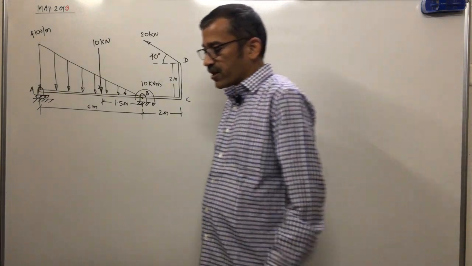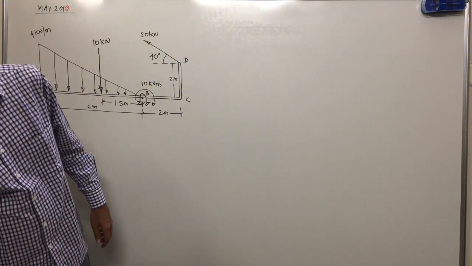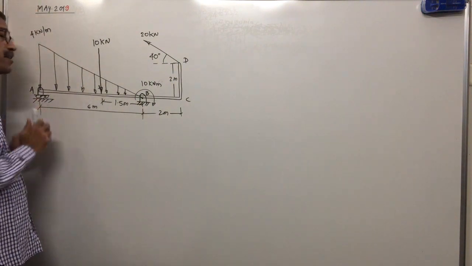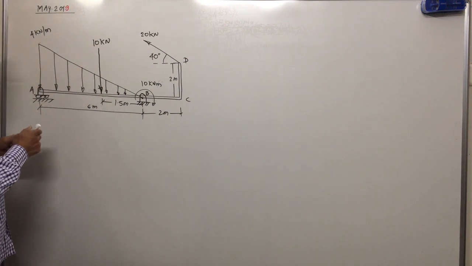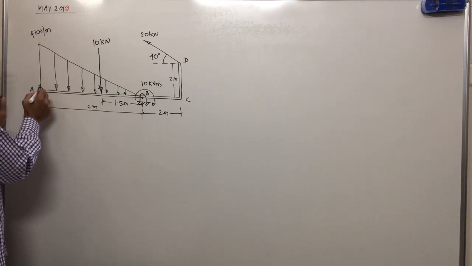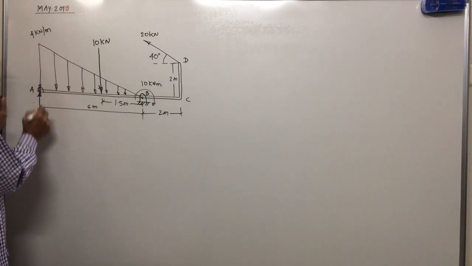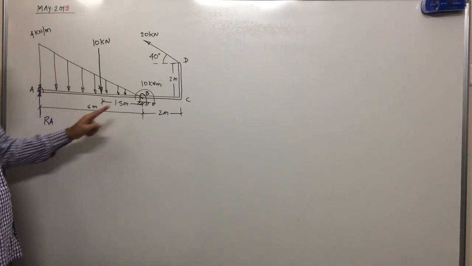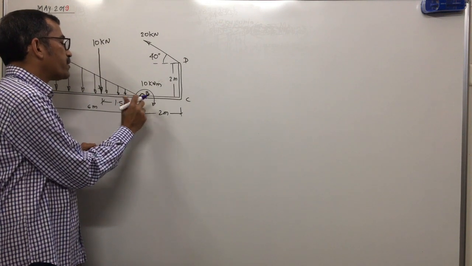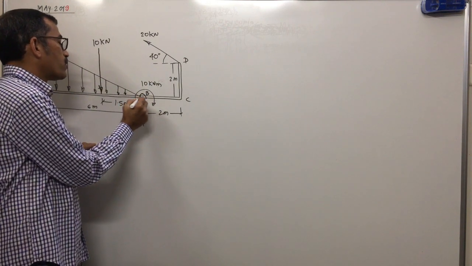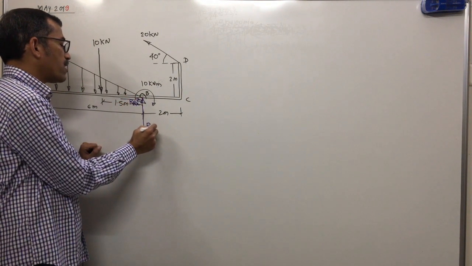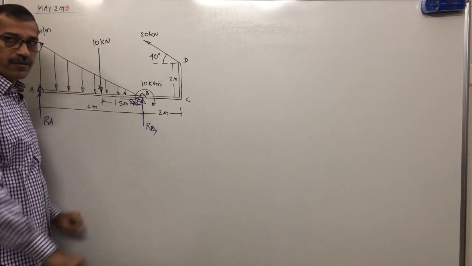What is the first step in solving any problem? We'll draw the free body diagram. That means we'll remove supports and represent support reactions. At A there is a roller support. Whenever there is a roller support, how many reactions? Only one reaction, perpendicular to the contact surface. That means we represent RA. At B there is a hinge support, which means two components of reaction, horizontal and vertical: RBX horizontal component, RBY vertical component. This is our first part.